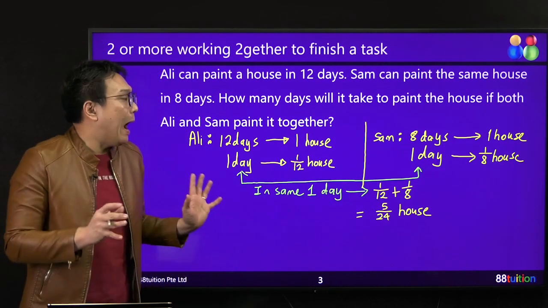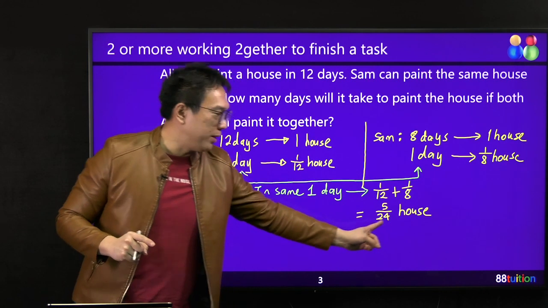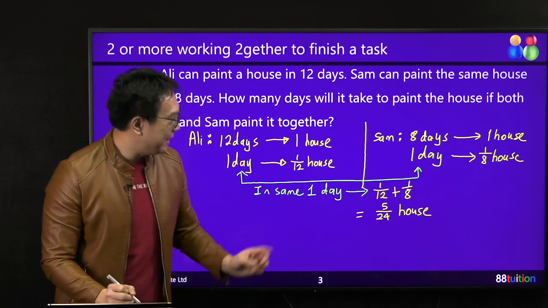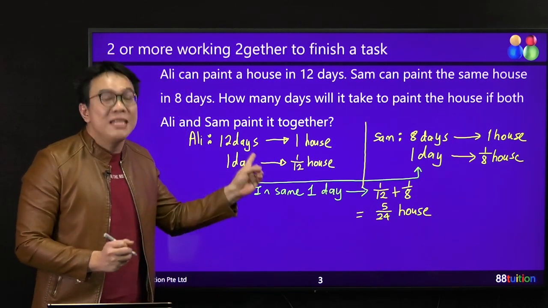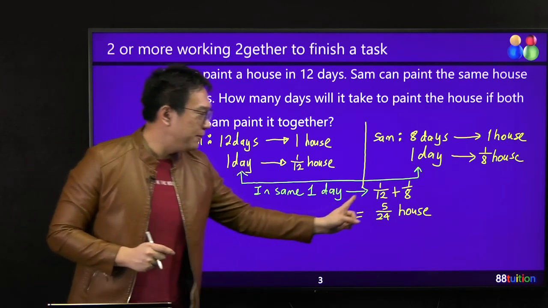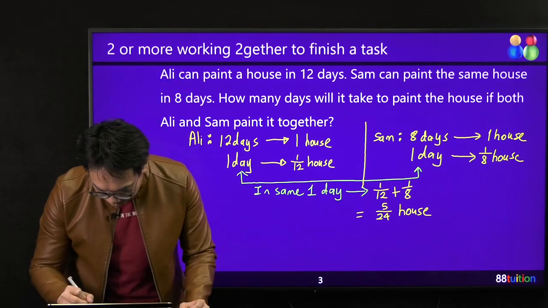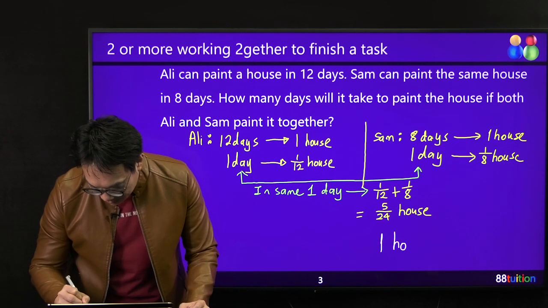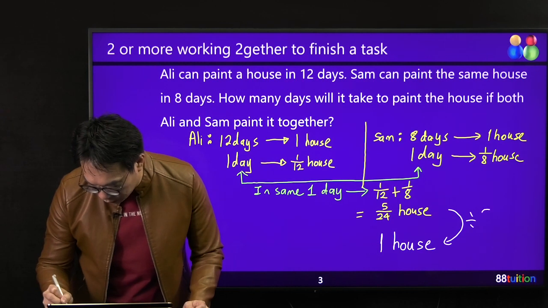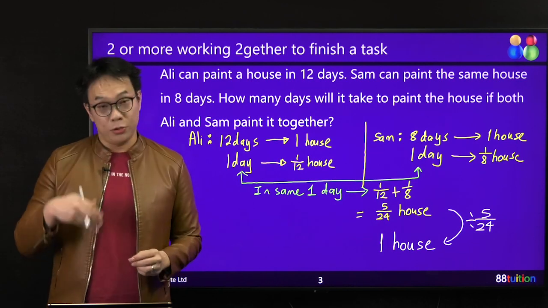Now they are looking for how many days it is necessary to finish painting the one house. I want this to be one house. What do you do? As I say, from 12, how do you get to 1? You divide by itself. Trust me, just divide by itself, it will give you back a whole 1. Similarly, 5/24, I want to have one house. You divide by itself. Very good. You divide by 5/24. 5/24 divided by 5/24 is a whole 1 because you divide by itself.